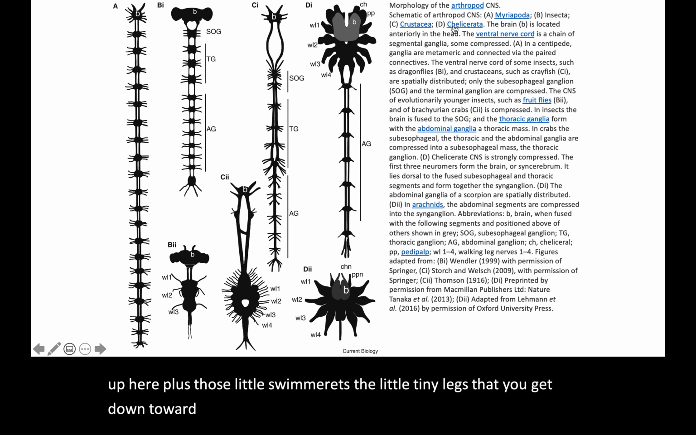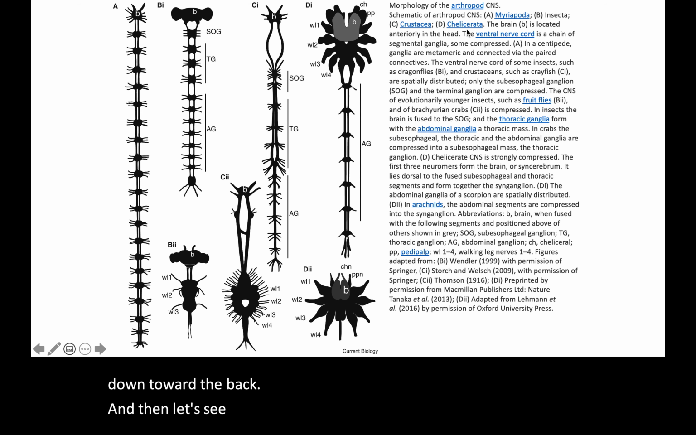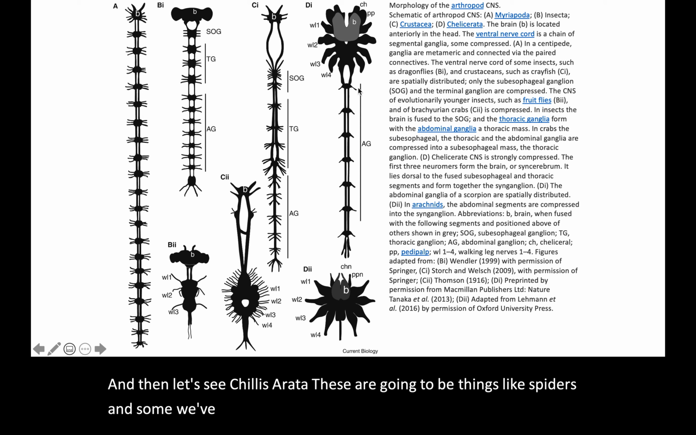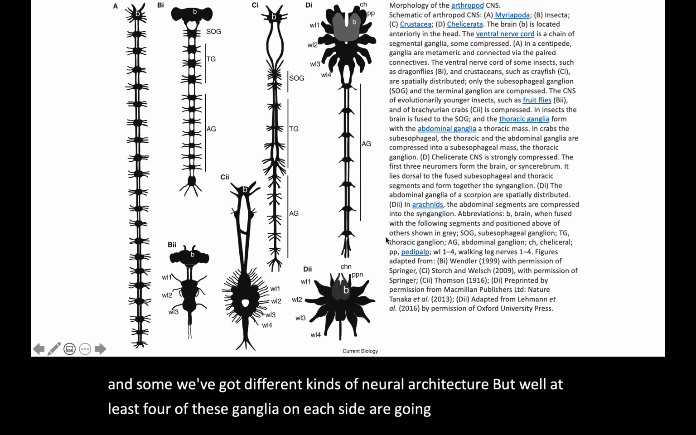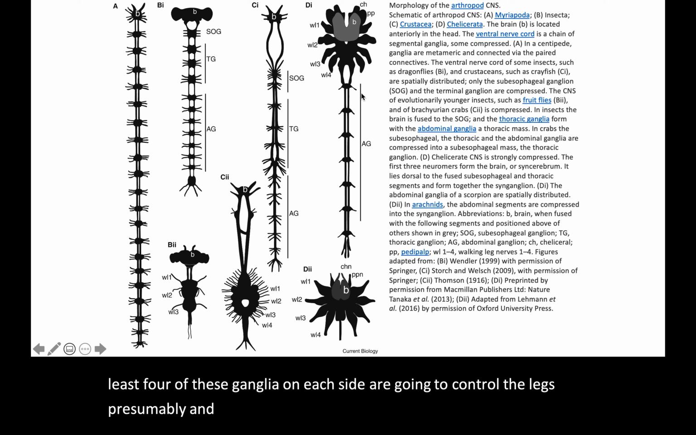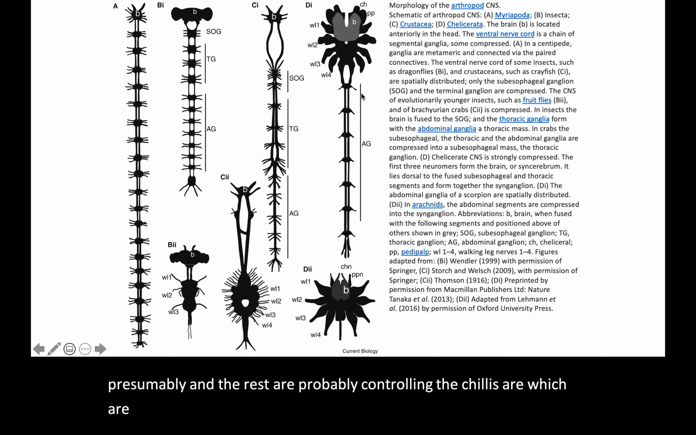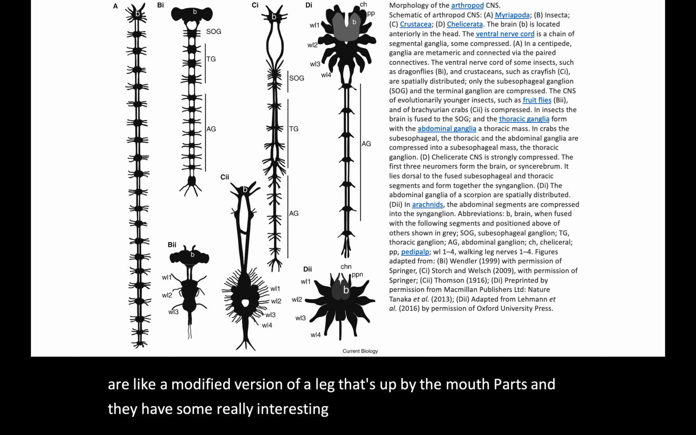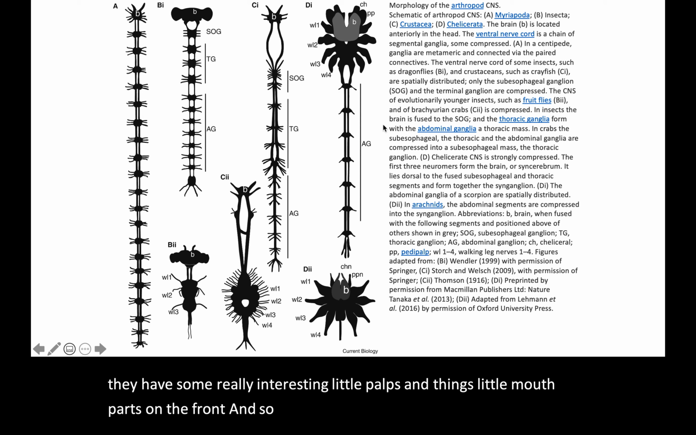And then let's see, Chelicerata. These are going to be things like spiders. And we've got different kinds of neural architecture. But, well, at least 4 of these ganglia on each side are going to control the legs, presumably. And the rest are probably controlling the chelicerae, which are like a modified version of a leg that's up by the mouth parts. And they have some really interesting little palps and things, little mouth parts on the front. And so that's how they do it. And that's a spider brain versus other arthropod brains.